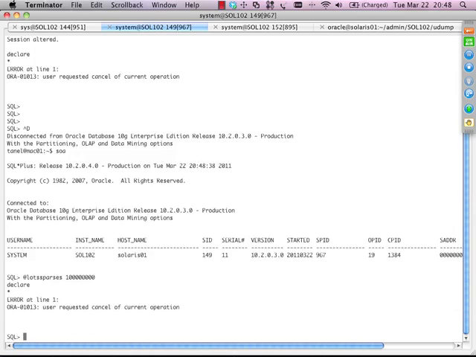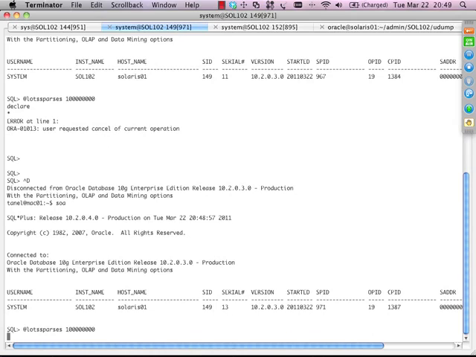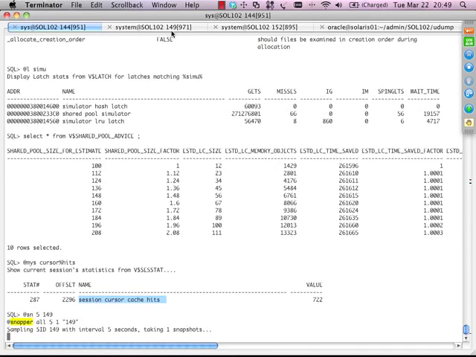So let me just use a new session. It just parses the same statement, so it should be a lot of soft parses and a lot of cursor cache hits. My seed is 149. Let's run Snapper on it. I'm actually lazy. I have a shortcut called SN, which runs Snapper for me with these options you see there.